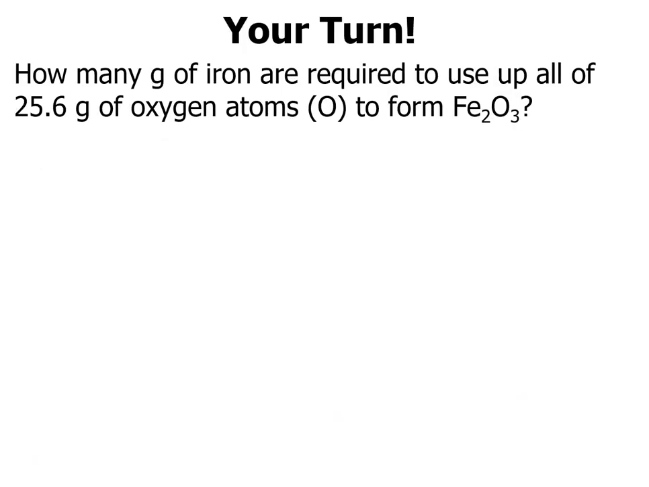So let's just talk about this by using a problem as an example. The question is, how many grams of iron are required to use up all of 25.6 grams of oxygen atoms to form iron oxide? So this is what happens when iron rusts. Oxygen is present, and that forms this iron oxide compound. So we're going to use a full 25.6 grams of oxygen.